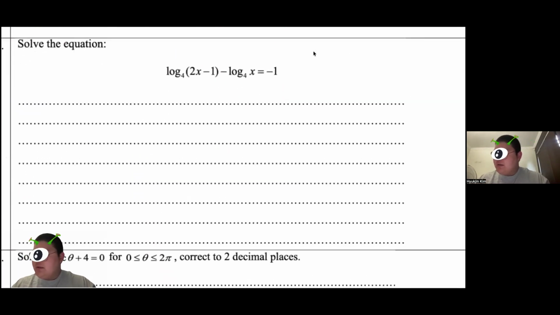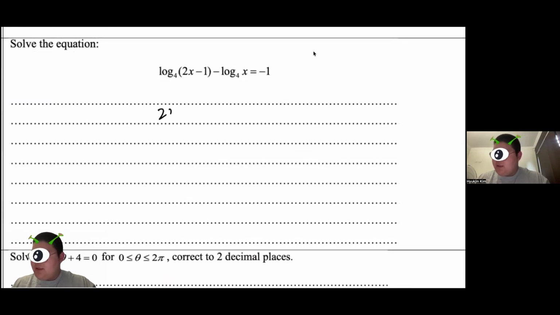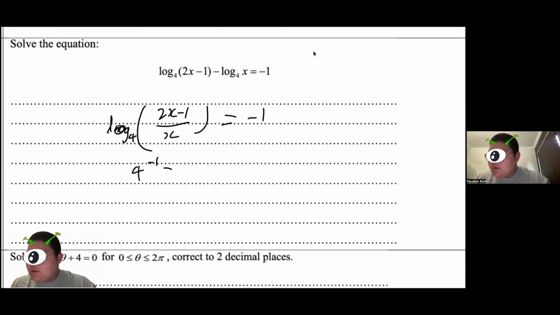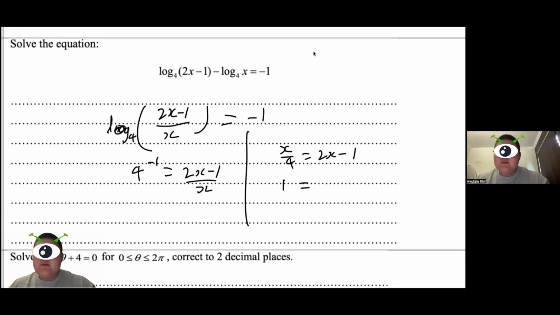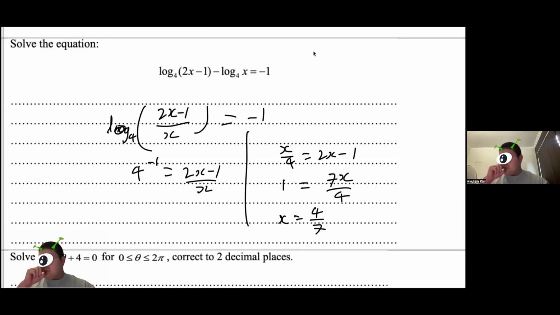Solve this equation. So now you have log base 4 of (2x minus 1) over x equals negative 1. Now, at this point, if you don't know how to solve it, then that's no good. You should be able to do it. 4 to the power of negative 1 equals 2x minus 1 on x. Now, this just means x on 4 equals 2x minus 1, and 1 equals, what's 2 minus 1 quarter? 7x on 4, x equals 4 on 7. Okay?